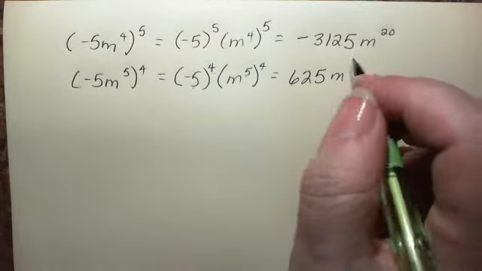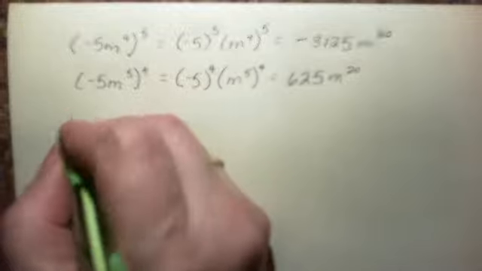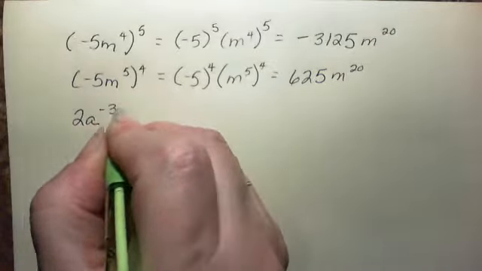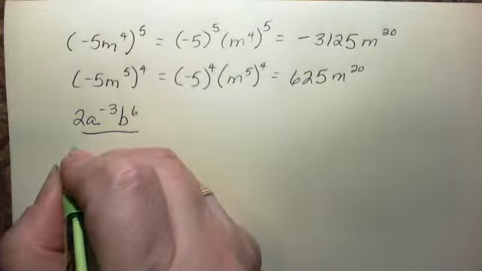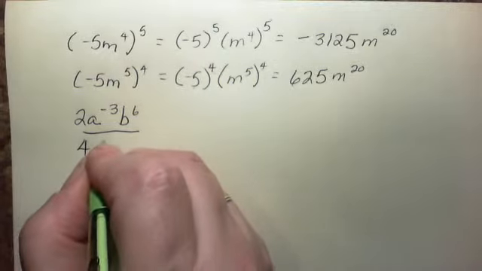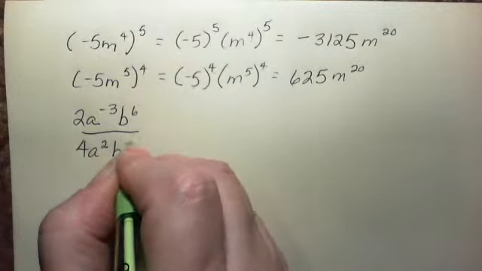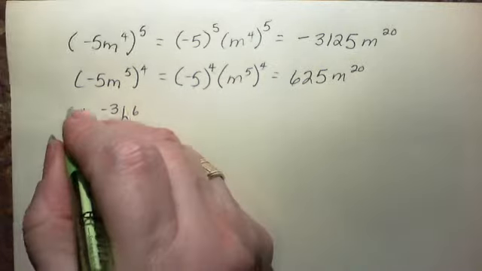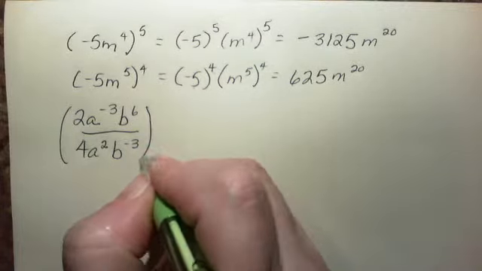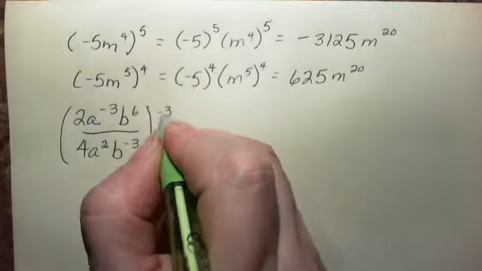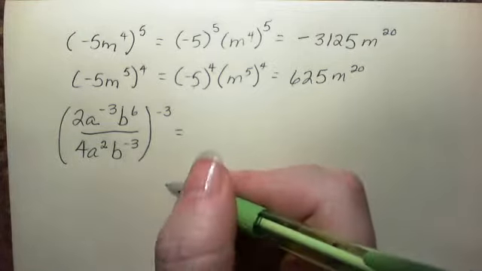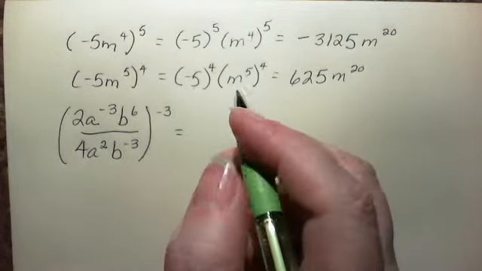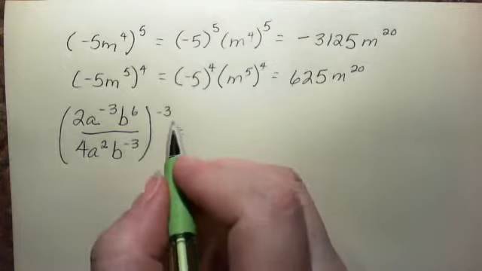And let's take a look at this expression. 2a to the negative 3, b to the 6, a numerator, and then a denominator, 4a squared, b to the negative 3, and we're going to raise all of that expression to the negative 3 power. So we have a lot of rules that we need to follow here, and we have some choices about what order to follow those rules in.